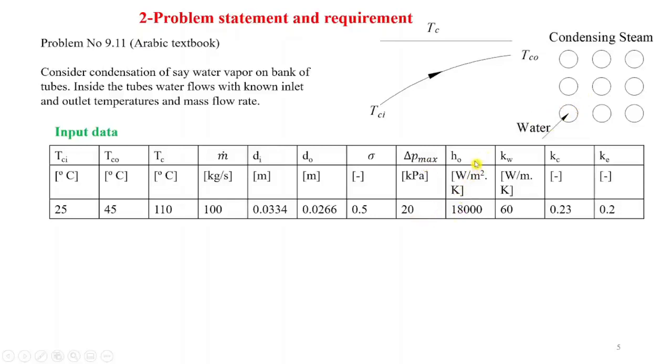The heat transfer coefficient outside the tube, the condensation, is 18,000 watt per meter square Kelvin. The thermal conductivity of the tube material is 60 watt per meter Kelvin.